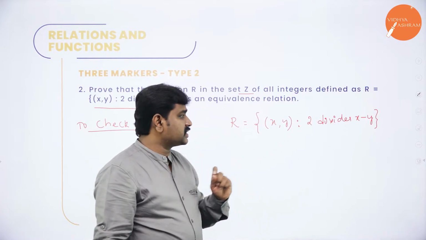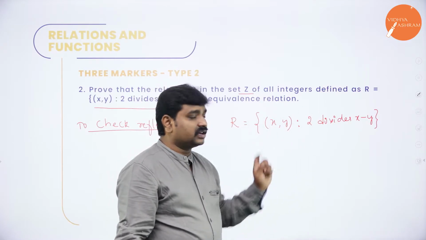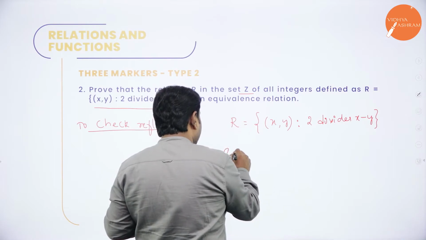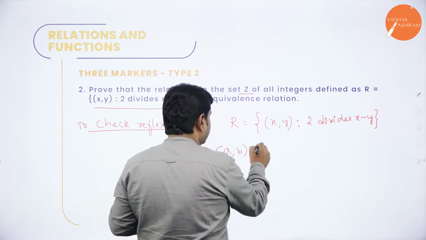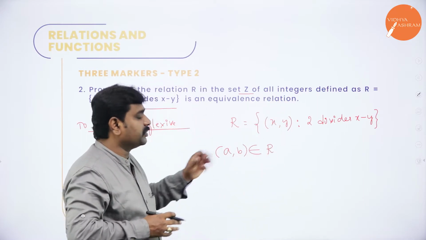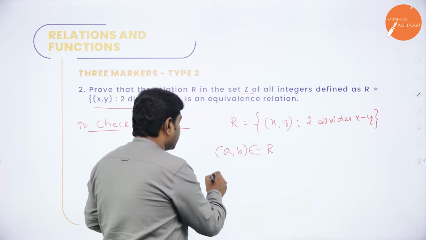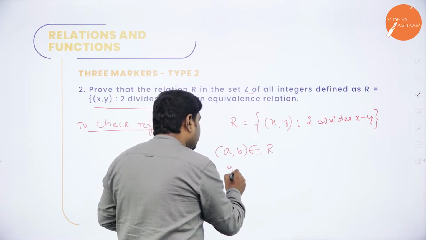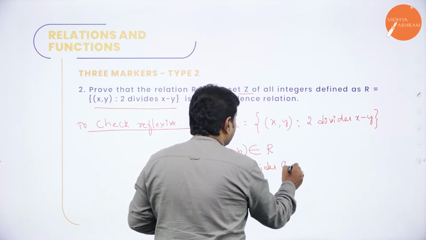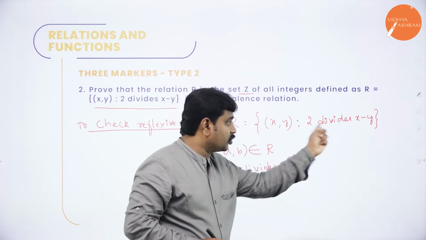What is meant by 2 divides? You see, if any ordered pair is present in the relation, then 2 should divide the difference. Suppose if I tell (a, b) belongs to R, what does it mean? It simply implies 2 divides a minus b. 2 divides what? a minus b. It means if any ordered pair is present in the relation, then it should obey this.